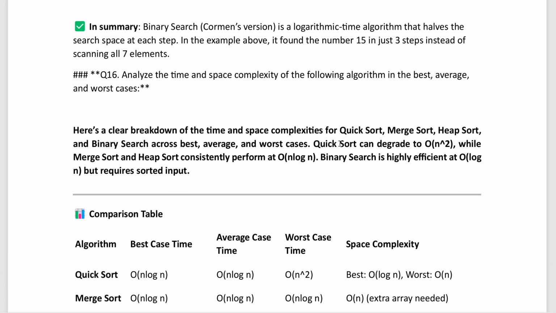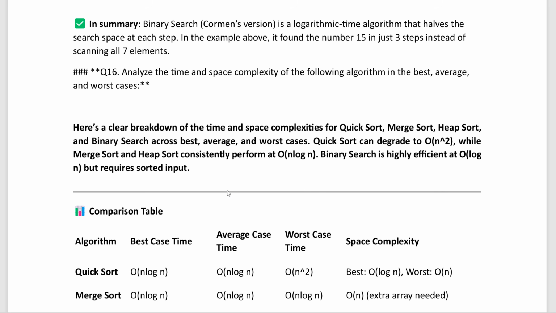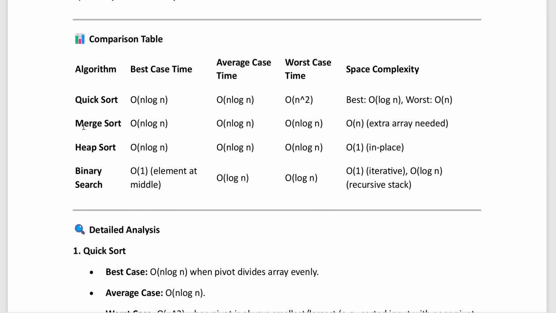So here is a clear breakdown of the time and space complexity of all these algorithms in best, average, and worst cases. Quick sort can degrade to big O of n raised to power 2, while merge sort and heap sort consistently perform at big O of n log n. Binary search is highly efficient at big O of log n but requires sorted input. So this is the comparison you can see.